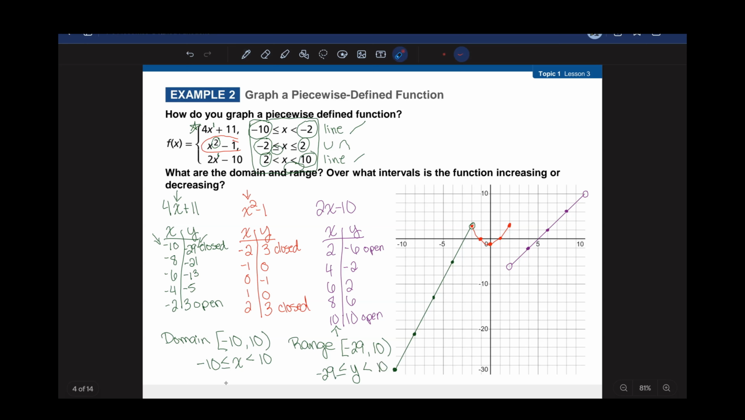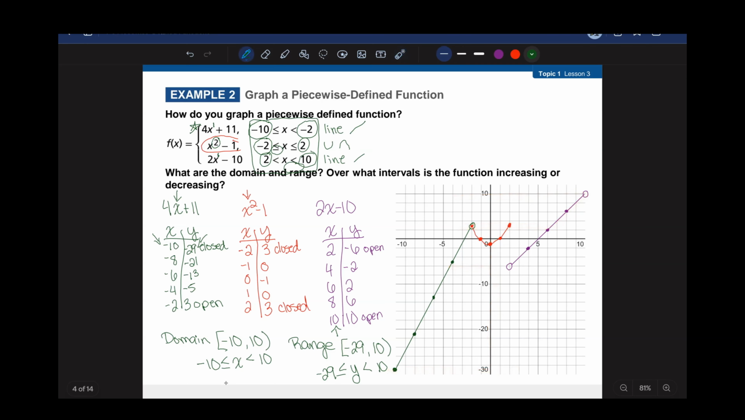If you look at this visually, I go from negative 10. Okay, this continues, and then it stops right here, but I have a closed circle up there, so it's still going. It stops here, but again, I have a closed circle at 2, and then it keeps going until it gets all the way to 10. If you look at this, it starts down here at negative 29. It goes up. This one's still going up, so up. It stops here. But then this piece picks up, it's still going up. So it goes all the way to positive 10.